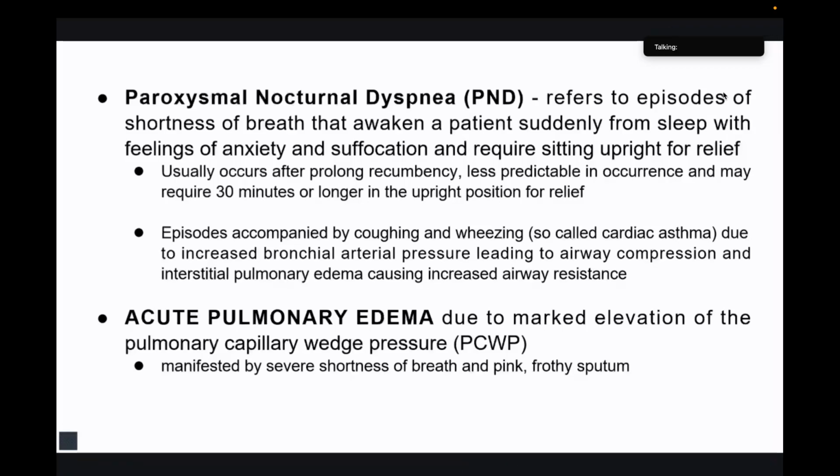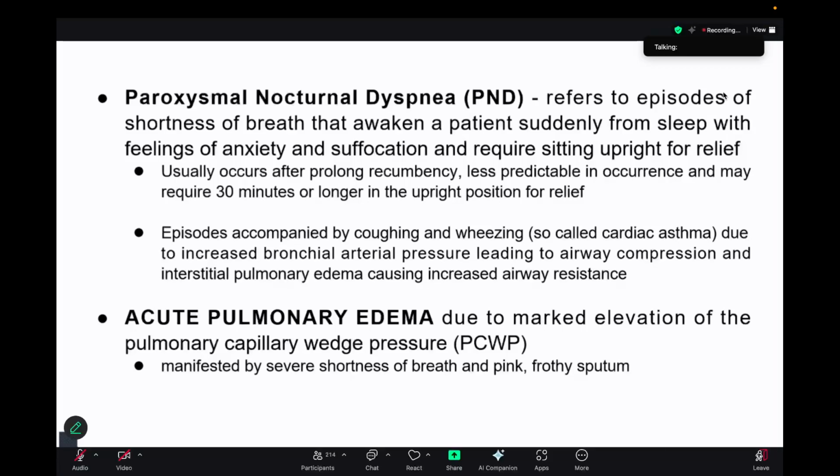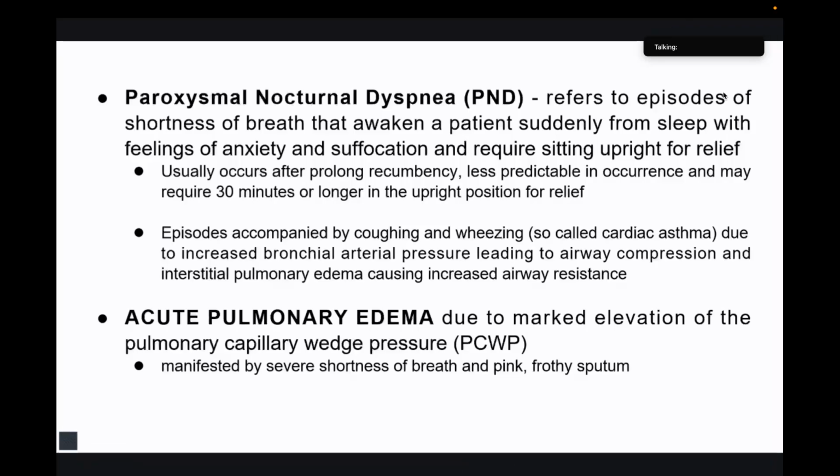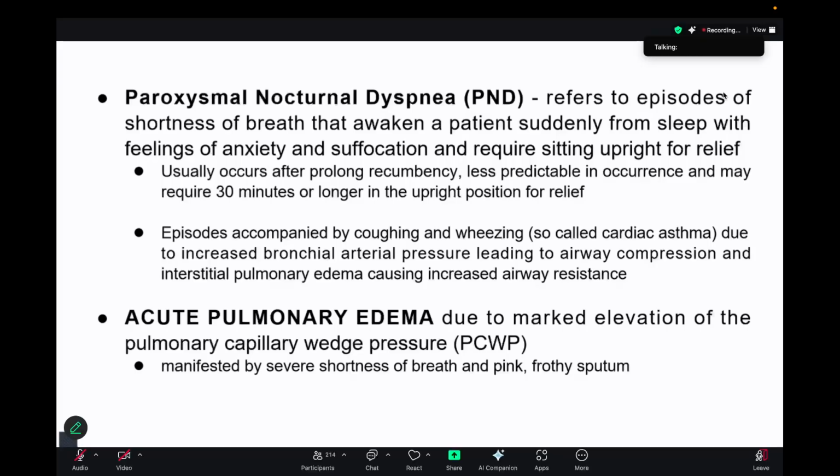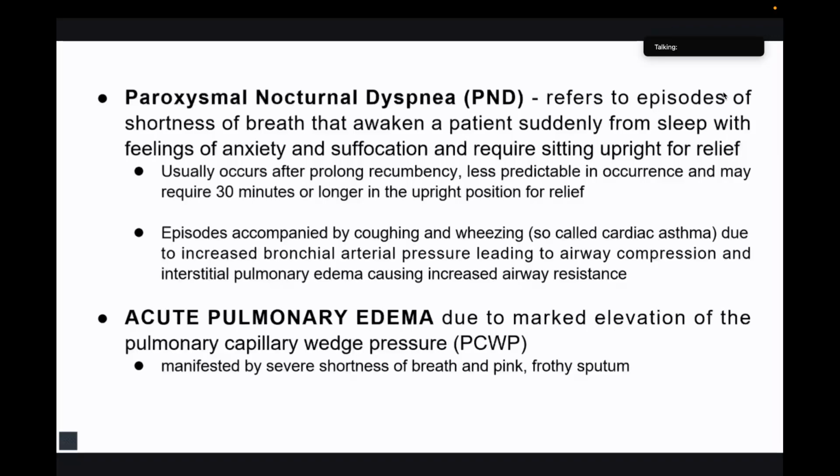Some patients may present with acute pulmonary edema as a result of a marked elevation in the pulmonary capillary wedge pressure. This is manifested by severe shortness of breath, and they can present with pink, frothy sputum. Pulmonary capillary wedge pressure is an indirect measurement that estimates the left atrial and left ventricular pressures. It actually reflects how much fluid is in the left side of the heart.